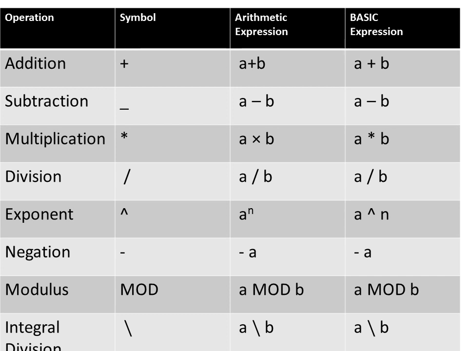Next is division operation. The symbol used for division is slash. When this symbol is applied on any two numbers, then in arithmetic expression we can write it as a slash b, and in BASIC expression it can also be written as a slash b.